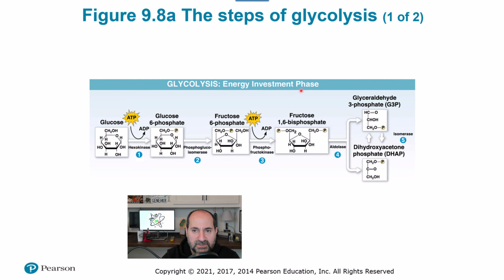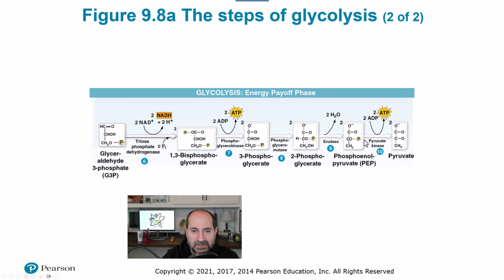This is the energy investment phase of glycolysis where 2 ATP are used, and then the sugar is broken in half. That's the glycolysis part of glycolysis, right? Breaking the sugar in half.